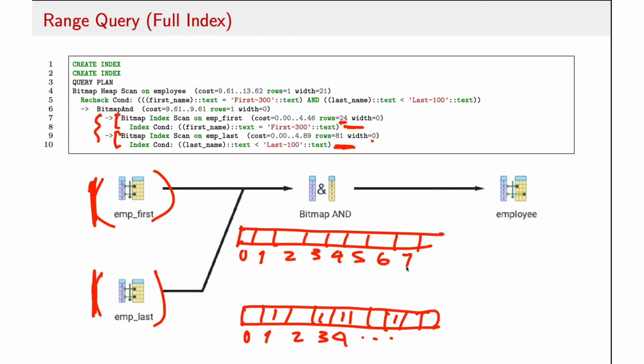Let's say the pattern that comes out here has a 1 here and a 1 here and a 1, so 4, 5, 6, 7, a 1 here. Okay, so these ones represent those rows that satisfy the first name criterion, and these ones represent those rows that satisfy the last name criterion. And what we're going to do then is AND together these two bitmaps.